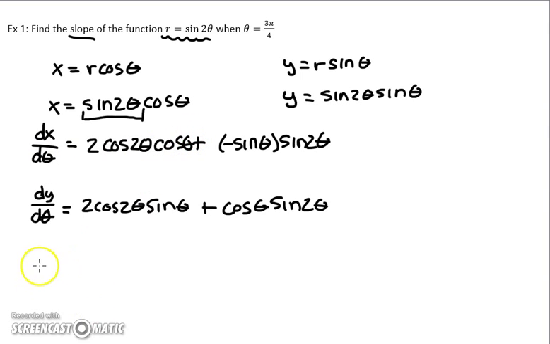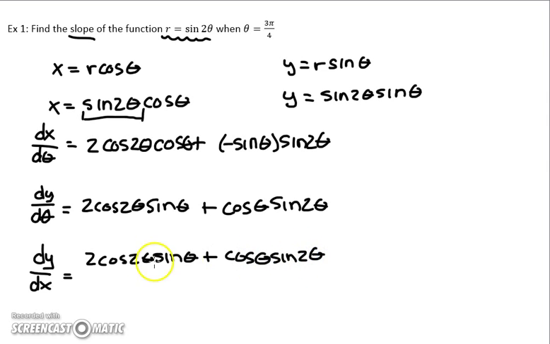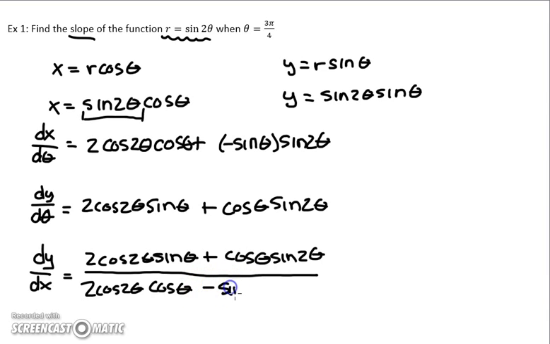So dy dx, so the slope of our function, is going to be this y derivative, so 2 cosine 2 theta sine theta plus cosine theta sine 2 theta, over the x part, 2 cosine 2 theta cosine theta minus sine 2 theta sine of theta.